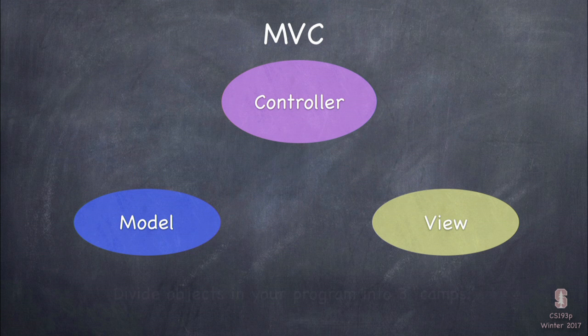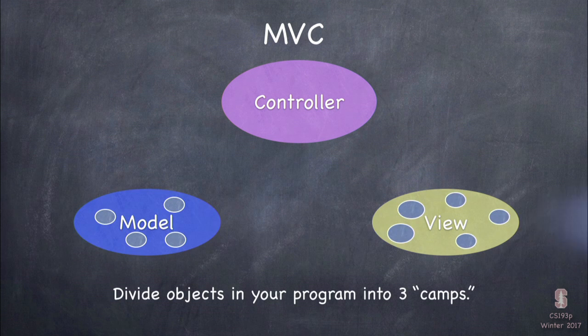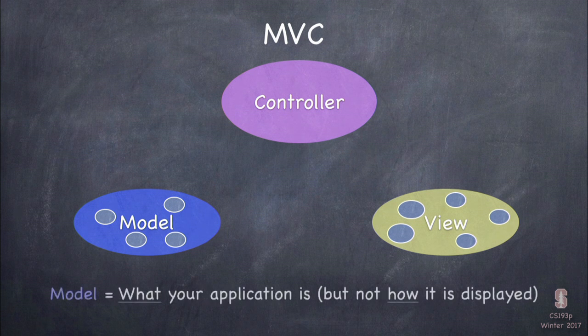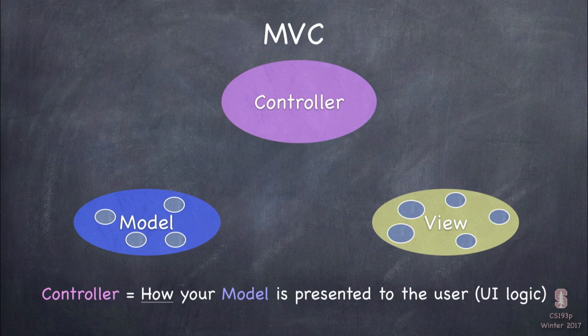Basically, it starts out being a way that we divide up all of the code in our app into three different camps. These three different camps are the model camp. The model is the what of your app, so what your app is. So in the calculator case, it's the brains of the calculator. It's a thing that calculates. That's the model. And that's the UI independent part. It's what the app is, not how it displays or anything like that. How it displays is the controller's job.